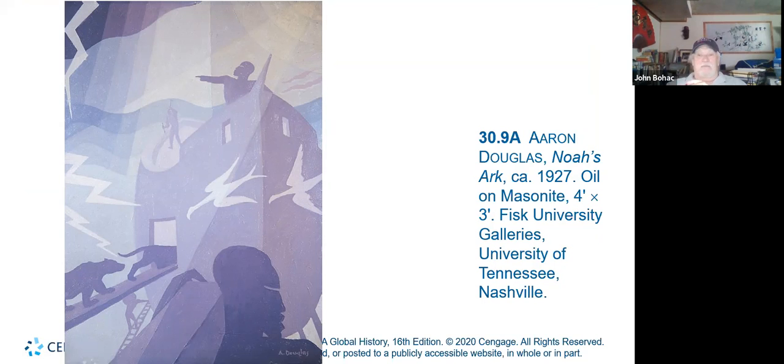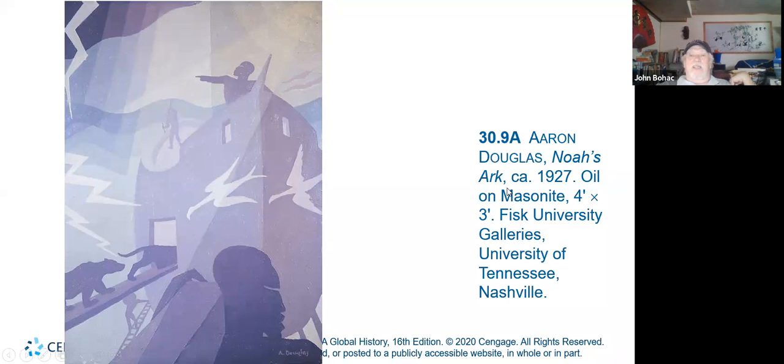Aaron Douglas, Noah's Ark. He's an African American artist, and you see he's doing some of the same things that we saw in Charles Demuth, the idea of fracturing the light. This is a little bit more like Orphic cubism in the way that the circles are put together too. Of course, it's basically a monochromatic painting, basically purple.